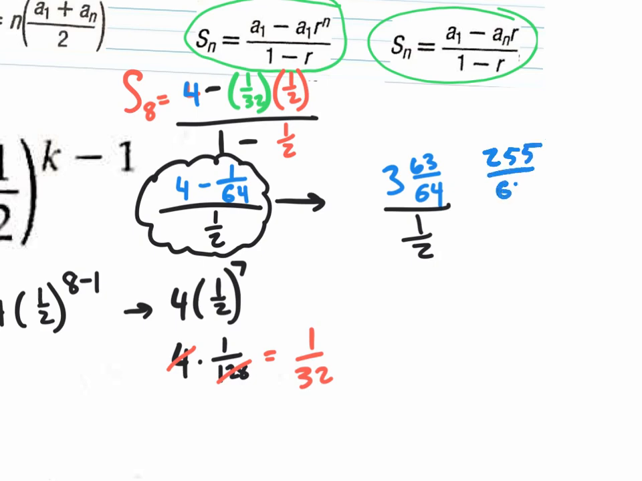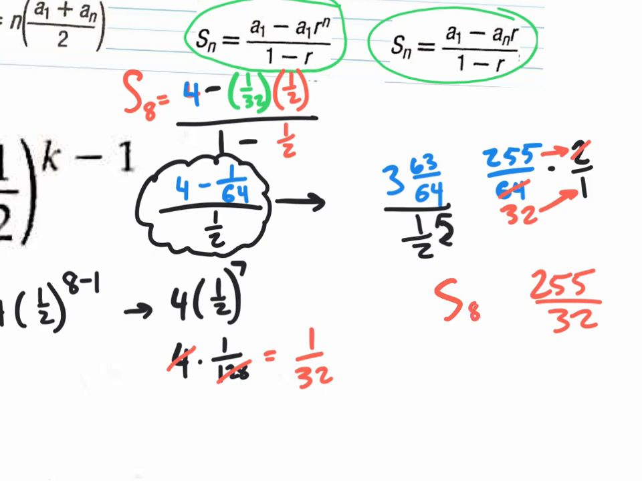255 over 64. And then we have a divided by half, which is the same thing as multiplying by the reciprocal, right? Dividing by a fraction is the same thing as multiplying by the reciprocal, which would be 2 over 1. So then you would be able to cancel out the 2 with the 64, leaving you a 32 on the bottom, okay? So 255 times 1 is 255. 32 times 1 is 32. And here is your answer.